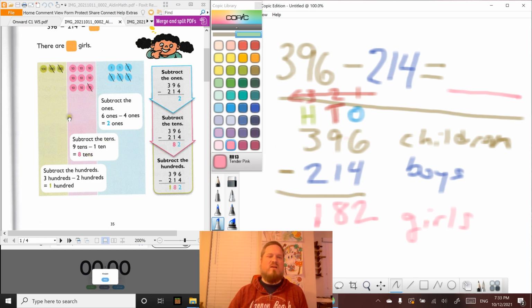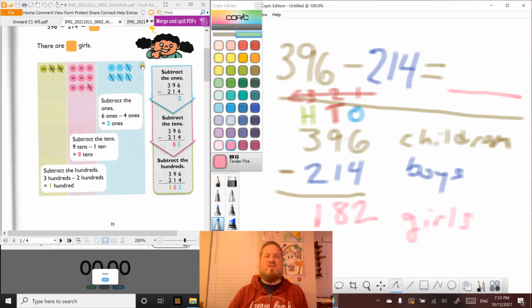And then subtract the hundreds. 3 groups of 100. We're taking away 2 groups of 100. So slash, slash. What we have left is 1 group of 100, 8 groups of 10, or 80, and 2 ones.